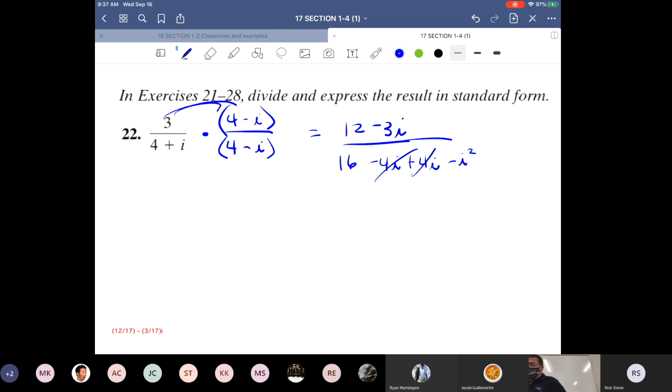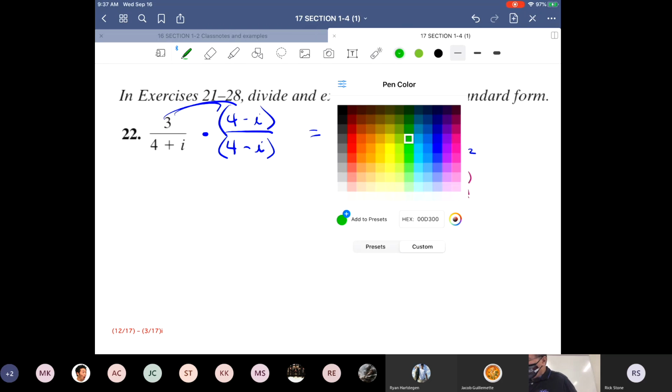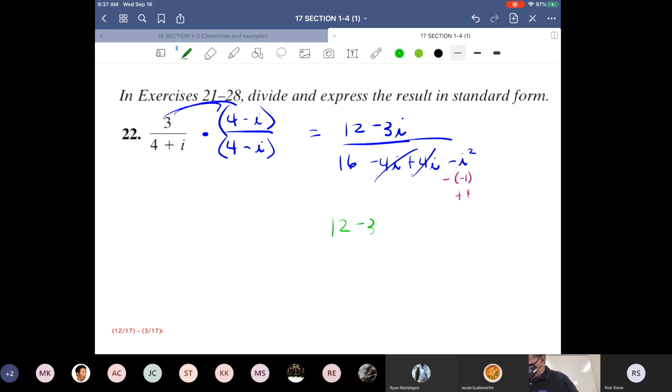And what did we say i squared equaled? So that's really negative 1 or positive 1. So the answer would be 12 minus 3i over 16 plus 1, or 17. And that's a perfectly fine way of writing the answer. Can anyone think of another way we could write that answer and it still be correct?